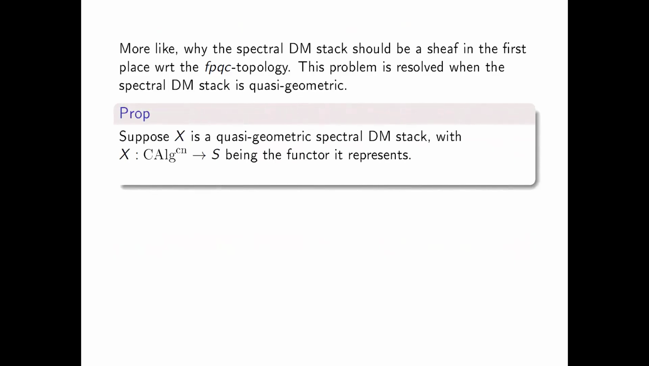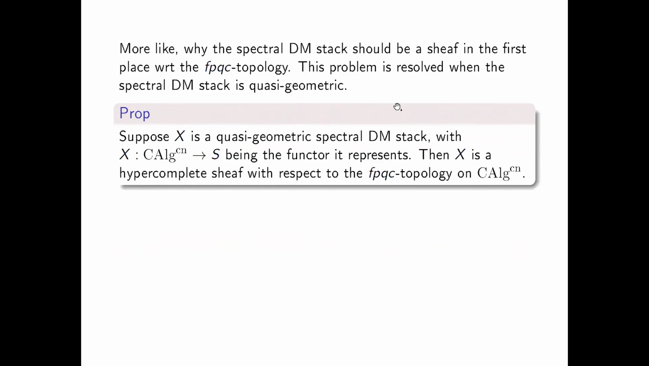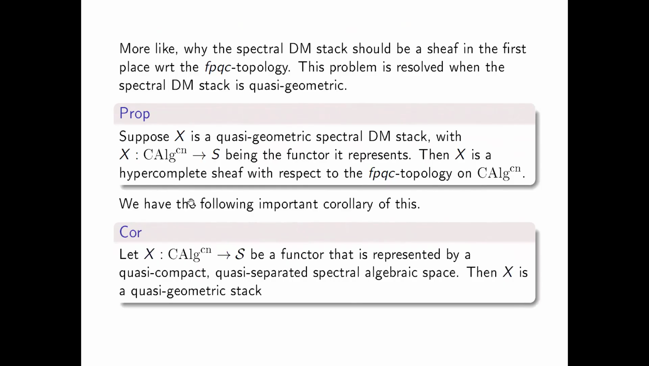So here's a proposition. You start off with a quasi-geometric spectral Deligne-Mumford stack X, and this is the functor it represents. Then it is a hypercomplete sheaf with respect to that PQC topology on Cn out. And for this you have this corollary. You start off with a functor from Cn out to S that is represented by a quasi-compact, quasi-separated spectral algebraic space. Quite a lot of words, I know. Then it is a quasi-geometric stack.